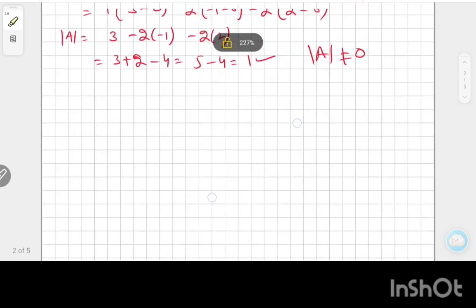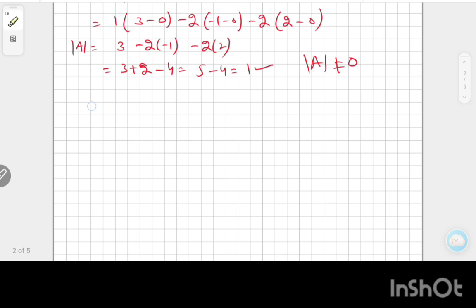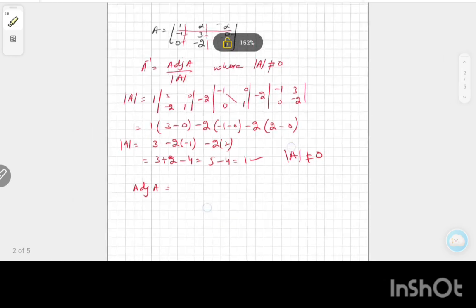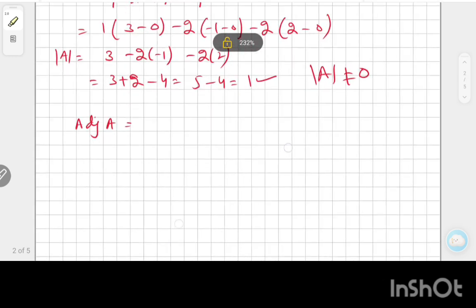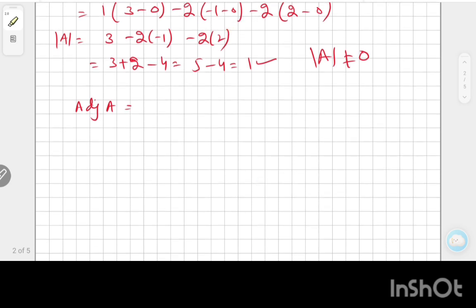Next we have to find the adjoint of A. What is the adjoint of A? We change the rows and columns and change the signs, but this is order 3. It has 3 rows and 3 columns. So how do we solve this one? First of all we have to use some short tricks.